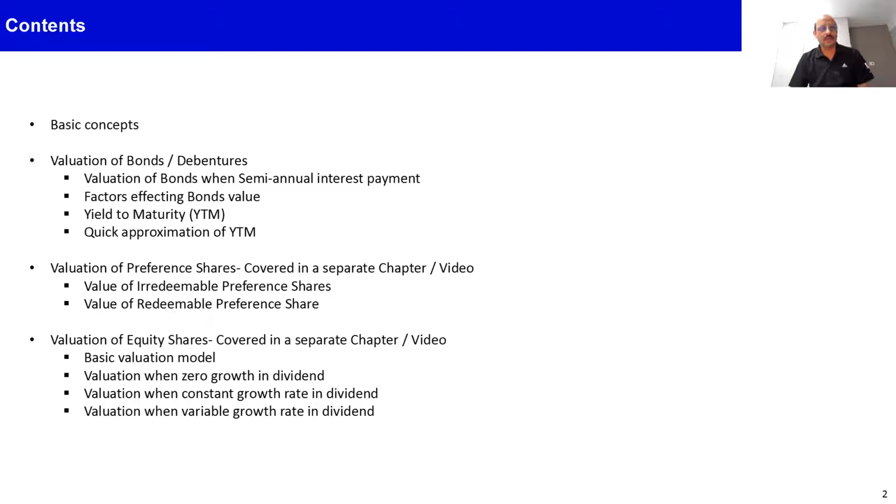I will explain the basic concept of valuation, and then how we value the bonds when there is a semi-annual interest payment, what the factors are which affect the bond valuation, and then I will explain the concept of yield to maturity and how we do the quick approximation of yield to maturity. The valuation of preference shares and equity shares, I have created two separate videos, so you can refer to that if you wish to understand those concepts.